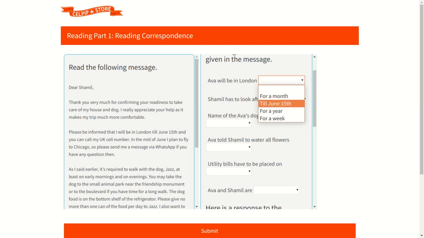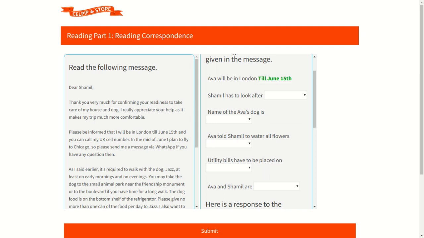Second option is correct because Ava told that she will be in London till June the 15th. You can check the second line in the second paragraph. Our second question is, Shamil has to look after. We have 4 options. Number 1, a house and a dog. Number 2, only the garden. Number 3, only dog. And number 4, utility bills, according to the passage.